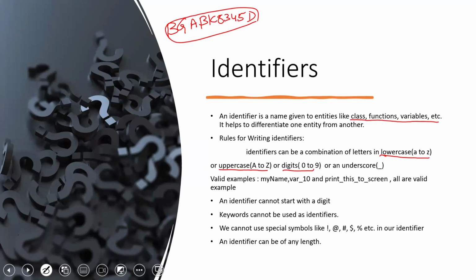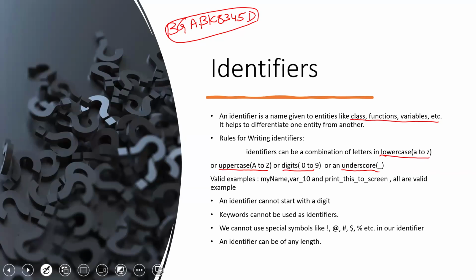So hence the digits are 0 to 9. We use only one special symbol, that is called underscore. The first and foremost point, very, very important as a fresher, they might ask you in an interview also: what are the rules we will follow to create an identifier? The first rule is that an identifier is a combination of lowercase letters, which is nothing but small a to z, uppercase letters, meaning capital A to Z, digits, which is nothing but 0 to 9, or underscore.